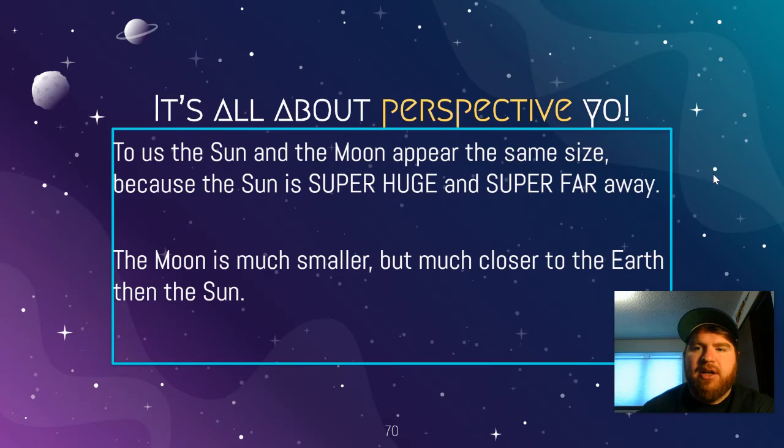It's all about perspective, right? It's just like those pictures where you have something small close to the camera and something large far away. To us, the sun and the moon appear the same size because the sun is super huge and super far away. The moon is much smaller and much closer to the earth than the sun.